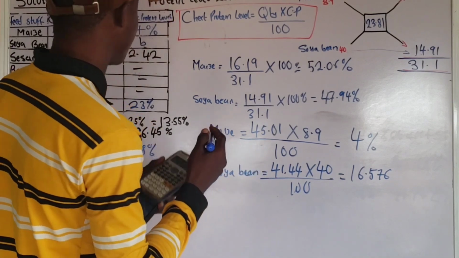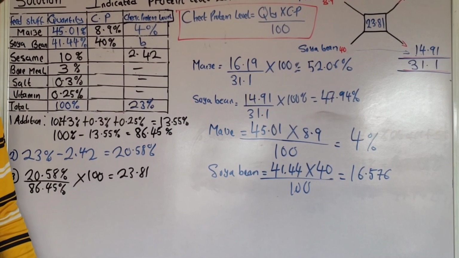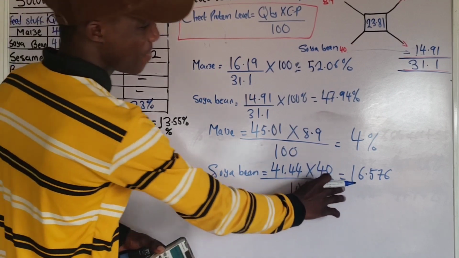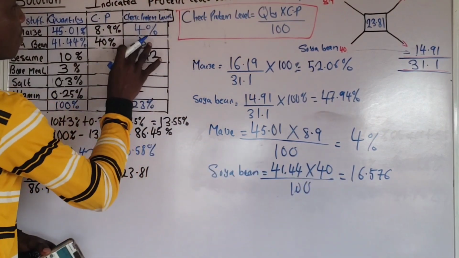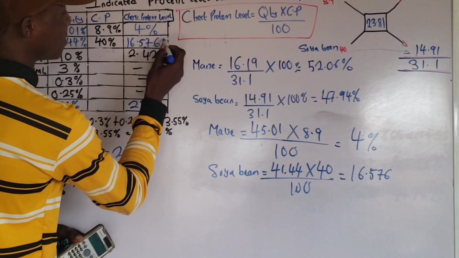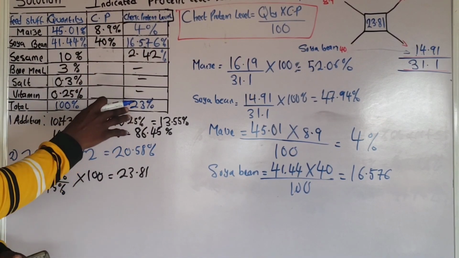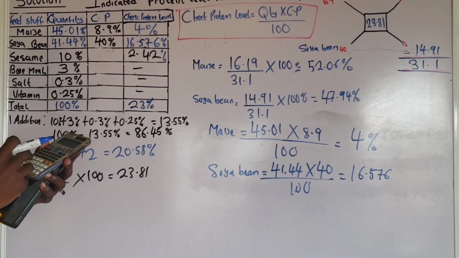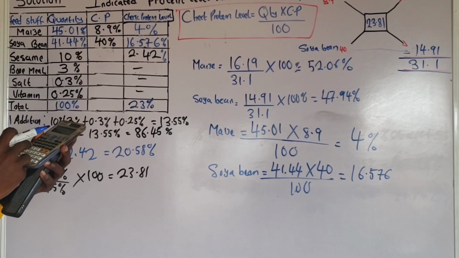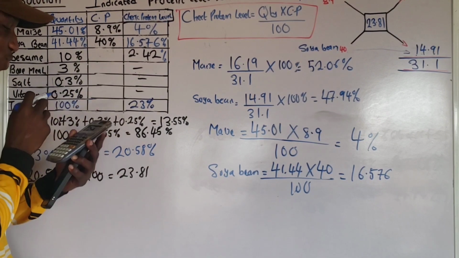Even for this maize, I approximated to a whole number. It is 4.00 and some infinitesimal number. So here I'm going to leave it like this. So for B, I'm going to replace it with 16.576%. You understand? Okay, so let's check. Let's add this together. If we are going to get 23%, 4 plus 2.42 plus 16.576, that is 22.996.